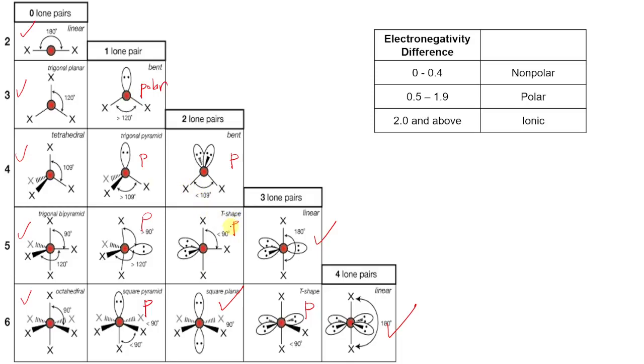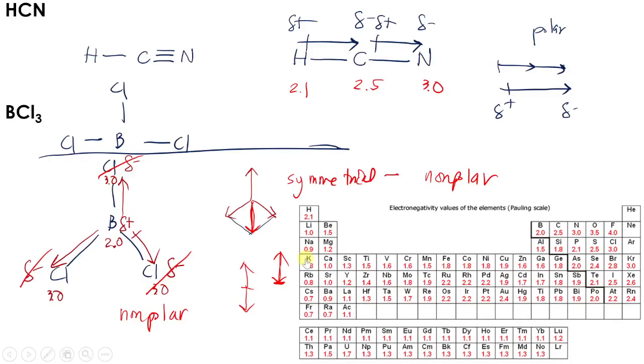So again, the polarity depends on the shape of the molecule, and to identify the polarity, you must first identify the shape of the molecule. And again, the shape of the molecule is part of our discussion in the VSEPR theory.